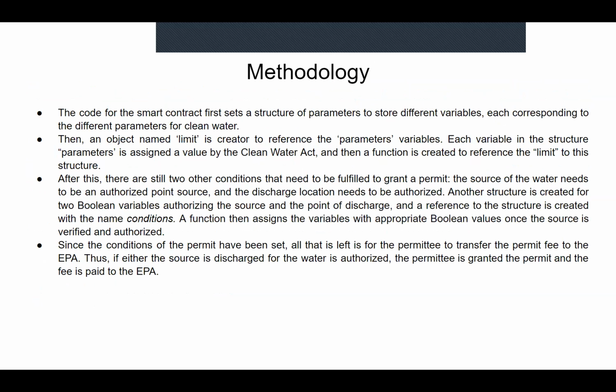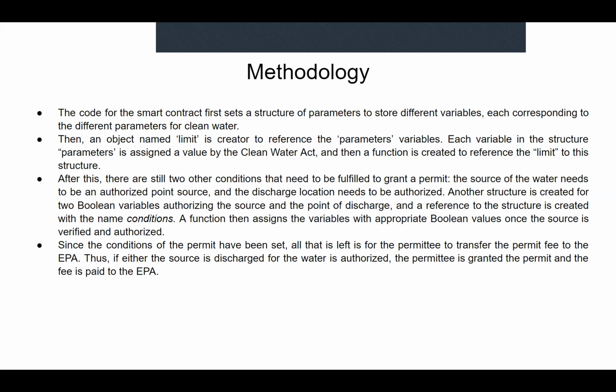So the code in the smart contract first sets a structure of parameters to store different variables for the different parameters of clean water. Then an object named limit is created to reference these parameter variables, and each variable is assigned a value by the Clean Water Act. A function is then created to reference this limit to the structure. After this, there are still two other conditions that need to be fulfilled to grant a permit. Firstly, the source of the water needs to be an authorized point source, and also the discharge location of the water needs to be authorized.